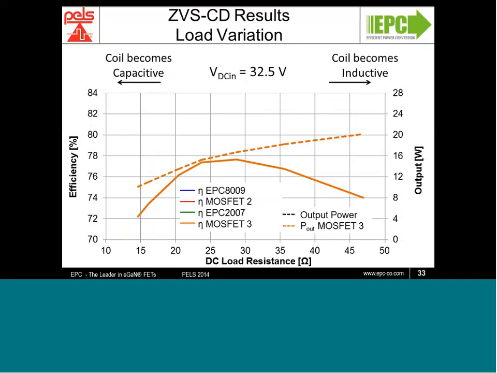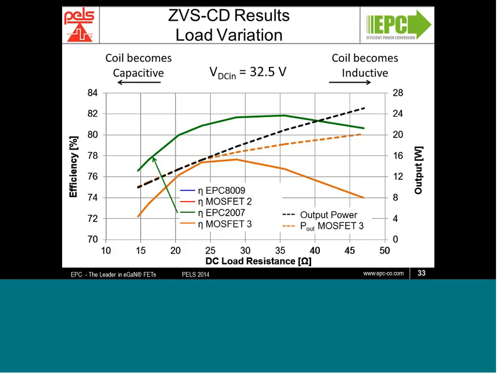Here we have the EPC 2007 device, and the black dashed line is where we expect the output power to be for the circuit. And you can see a dramatic improvement in the output efficiency of the device under these conditions.